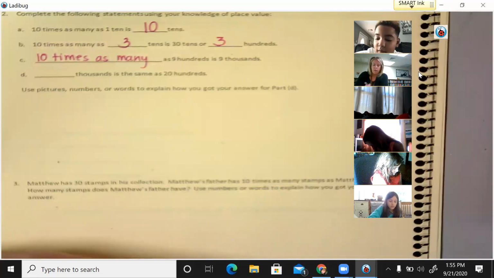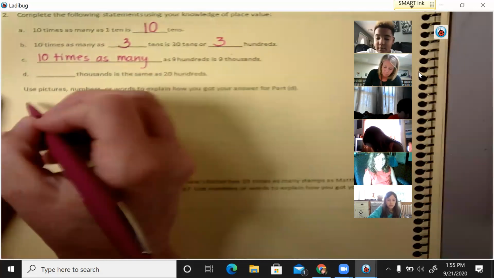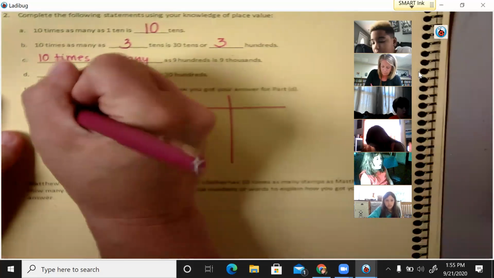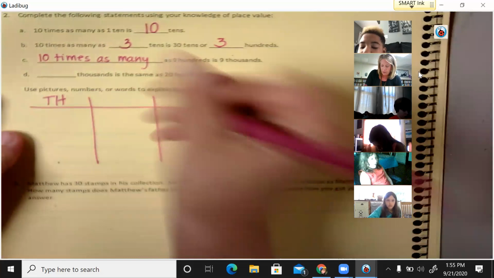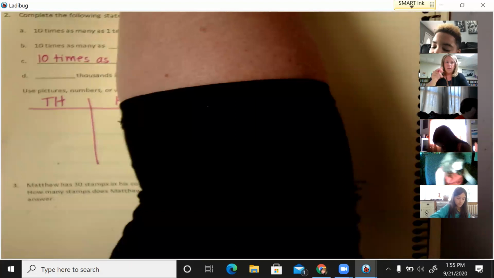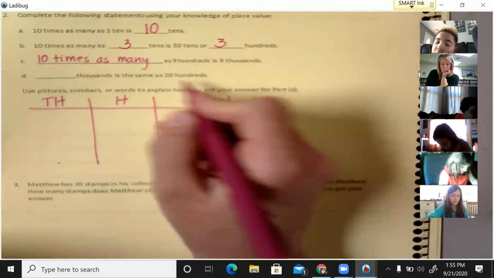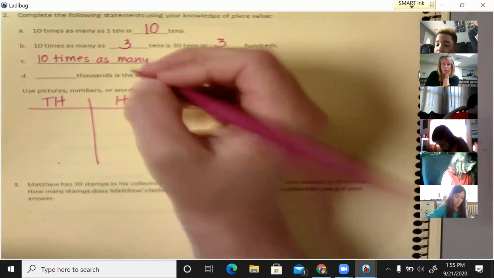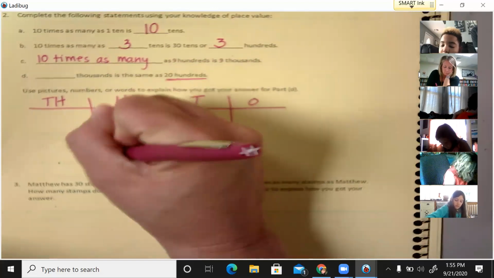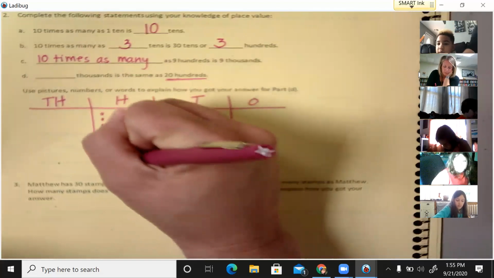Okay, and then the very last one, right here, it's asking us to use pictures to explain how we did D. So I'm going to just draw another place value chart here so I don't have to draw it twice. And label it thousands, hundreds, tens, and ones. And then for letter D, I have to figure out how many thousands is the same as 20 hundreds. So I'm going to go to my hundreds place, and I'm going to draw 20. 1, 2, 3, 4, 5, 6, 7, 8, 9, 10.